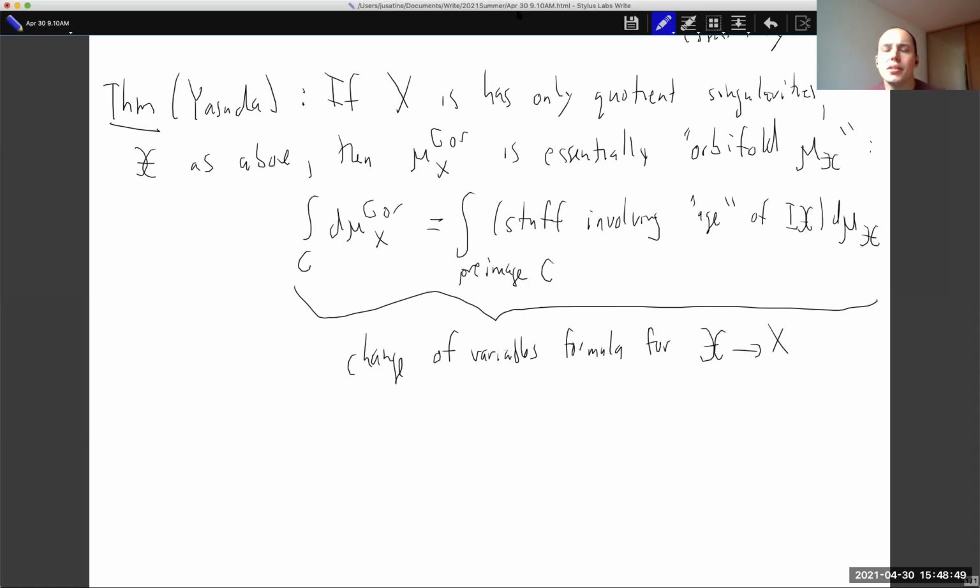I had two related questions about what's on the board right now. First, should we think of this map from curly x to x as somehow crepant, or is there some relative canonical divisor that somehow goes inside this stuff involving the age? And the second question is, how should I think about the inertia stack? I don't know what that is.